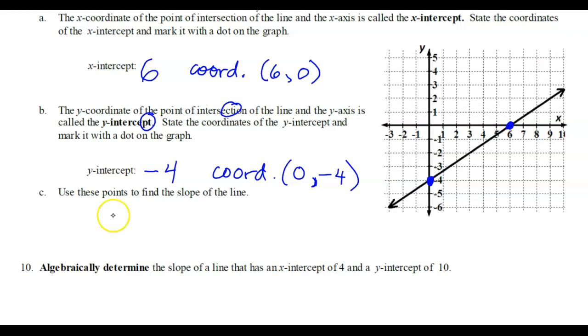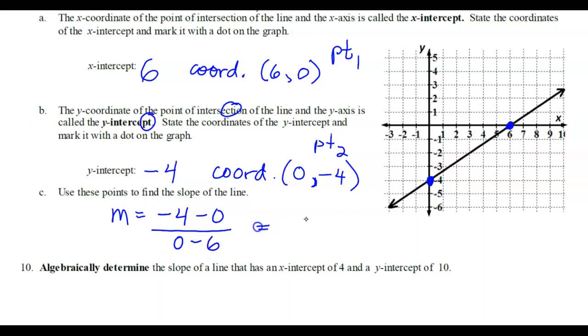So, if we're using the slope formula, then we're going y2 minus y1. So I'm going to call this my second point, and this my first point. So this would be -4 minus 0 over 0 minus 6. So that simplifies to -4 over -6. A negative divided by negative is a positive, 2/3. And that makes sense from the diagram. It looks like it has a positive slope.